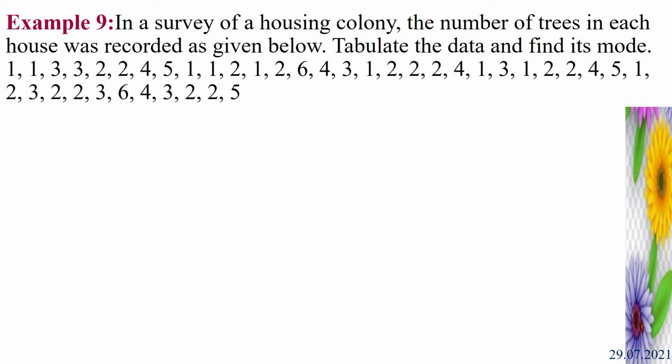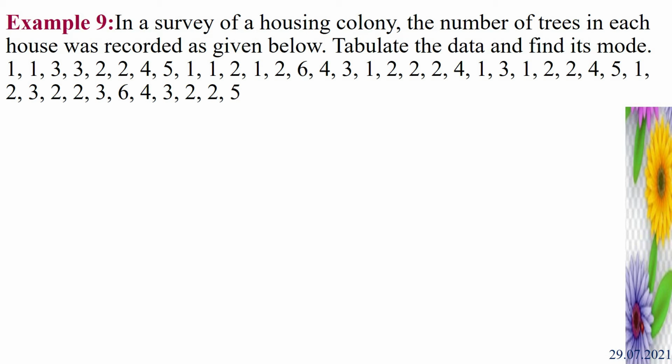Example 9. In a survey of a housing colony, the number of trees in each house was recorded as given below. Tabulate the data and find its mode. The data are 1, 1, 3, 3, 2, 2, 4, 5, 1, 1, 2, 1, 2, 6, 4, 3, 1, 2, 2, 2, 4, 1, 3, 1, 2, 2, 4, 5, 1, 2, 3, 2, 2, 3, 6, 4, 3, 2, 2, 5. Total number of houses is equal to 40.